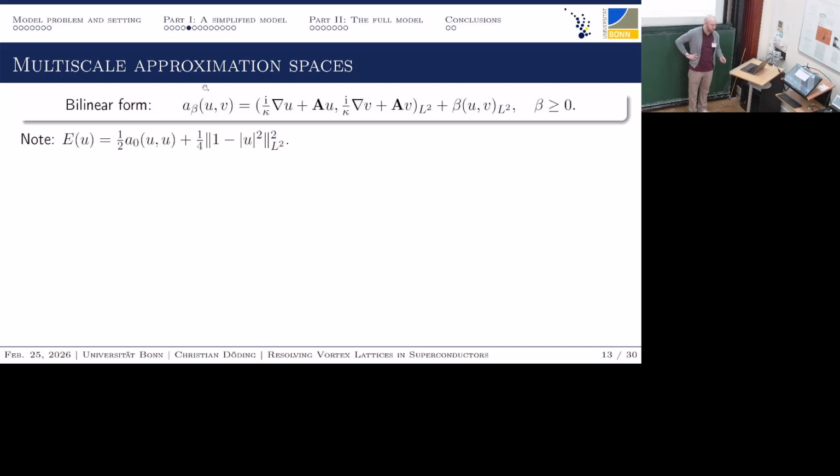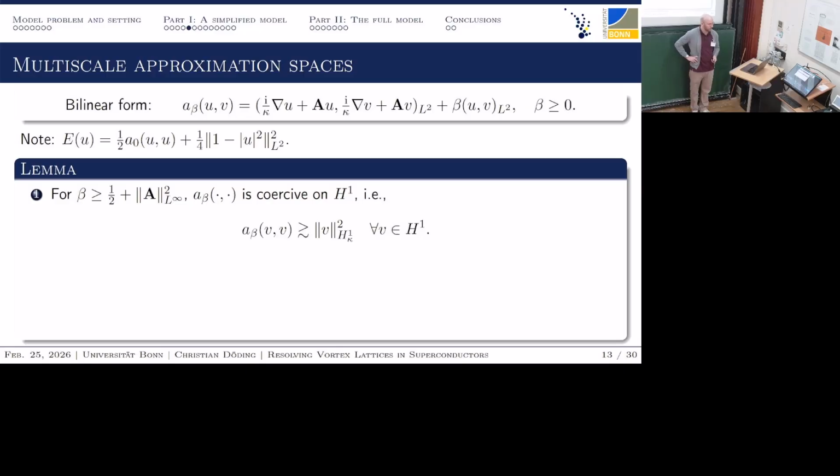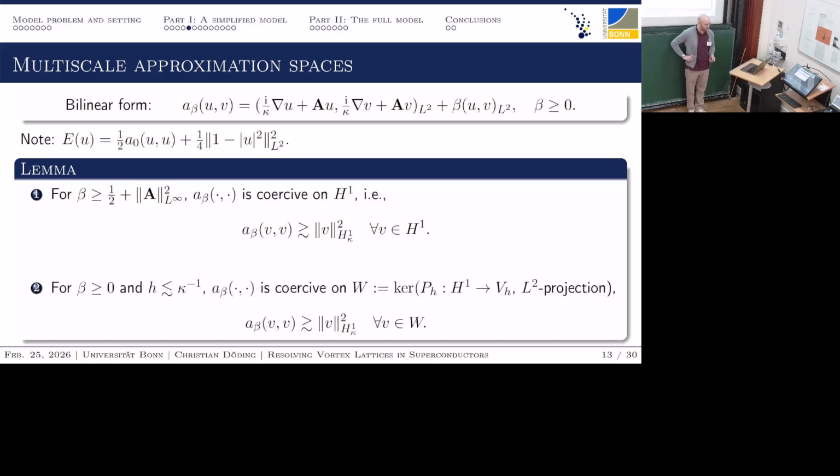first need to pick a bilinear form that has something to do with my problem, and I define this A beta here to be the principal part, or the kinetic part, of my energy, and I need to stabilize it a little bit with a little bit of mass, that is given by this factor beta here, the stabilization of mass. So, and why do I need the stabilization? Well, to make this bilinear form coercive, I need to make the beta sufficiently large here, and then I obtain coercivity of this bilinear form on H1 with respect to the H1 kappa norm.